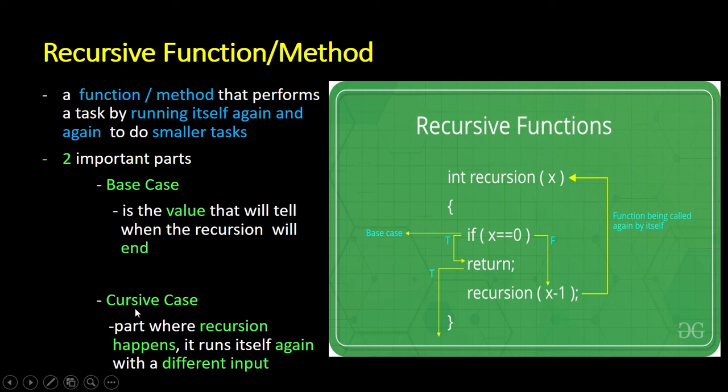This will tell when the function will end. Then the second important part is the recursive case. This is the part where recursion happens, where it runs itself again with a different input. Our recursive case is this one, recursion with the argument x minus 1, so it has a different input. In the first part, we have the recursion function with x, and x has a value. When it runs again, it has a different value, which is x minus 1. It did subtraction to have a different input, so it was run again with a different input.